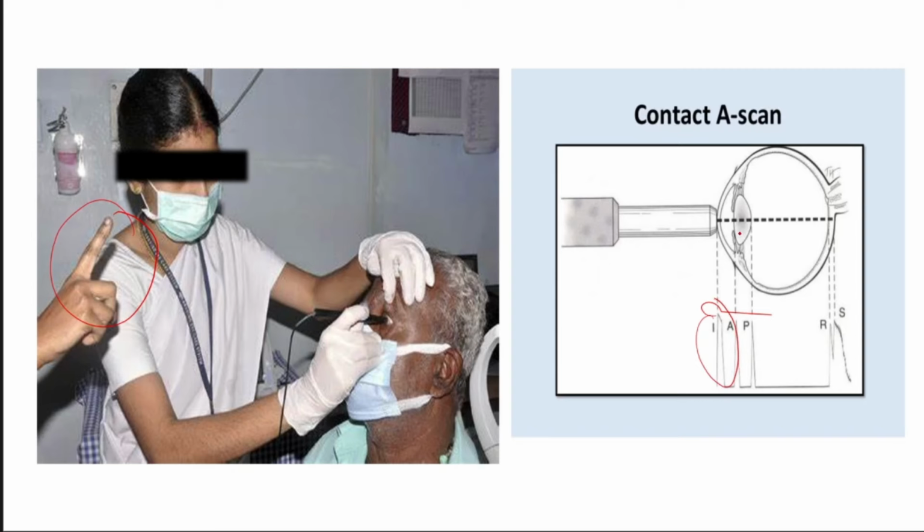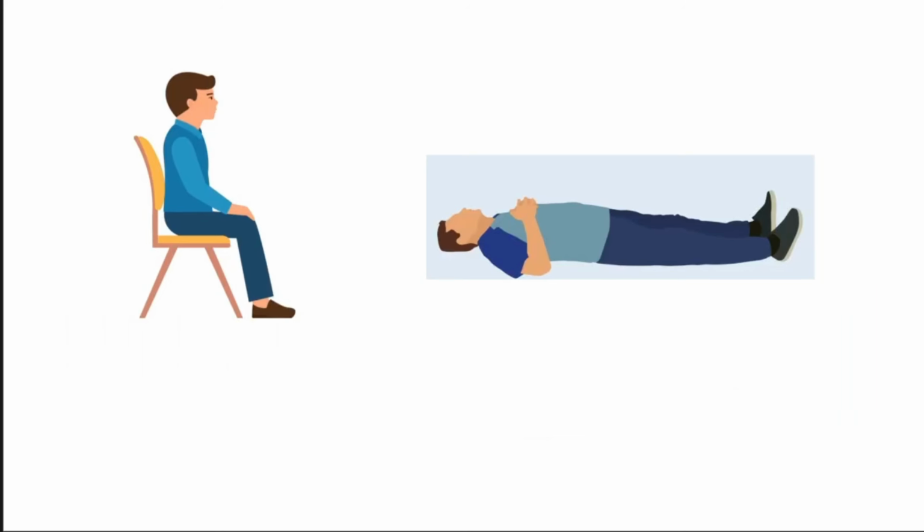Then you get one spike from the anterior surface of the lens. Then you get another from the posterior surface of the lens. Then you get one spike from the retina and one from the sclera. Okay, let's talk about that.